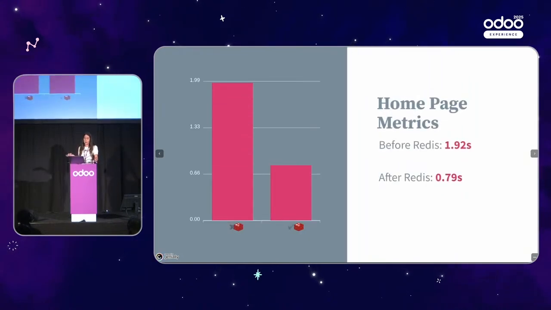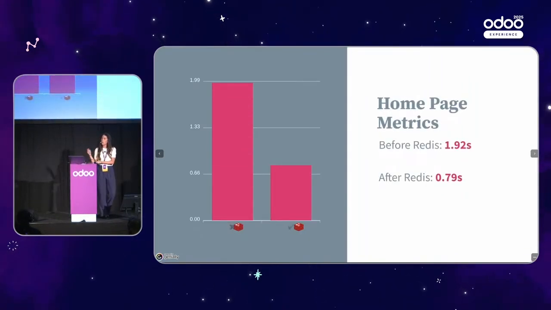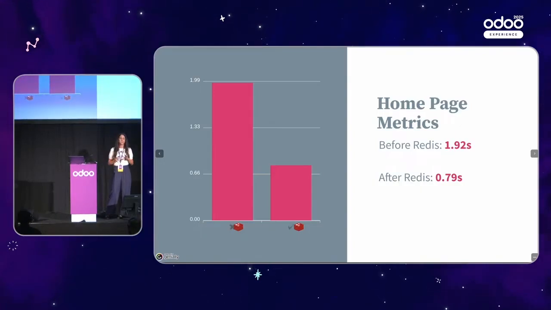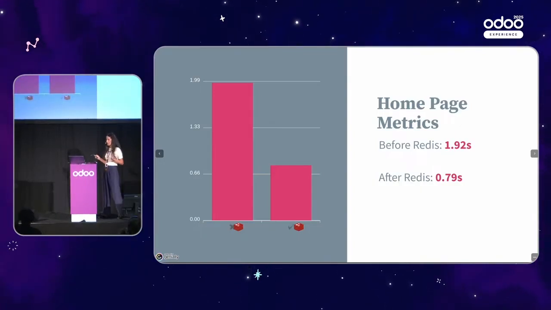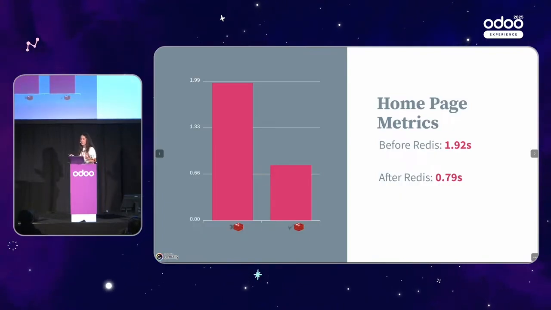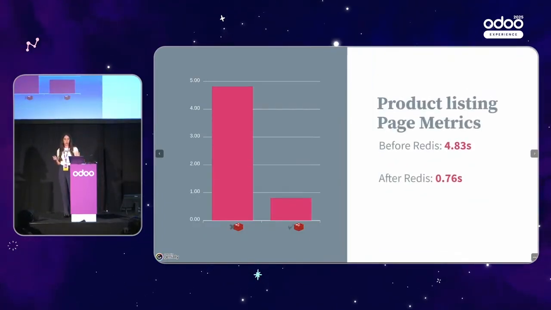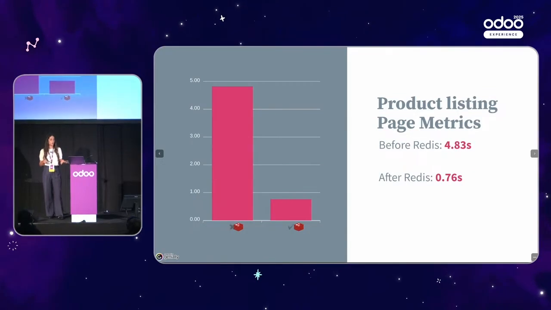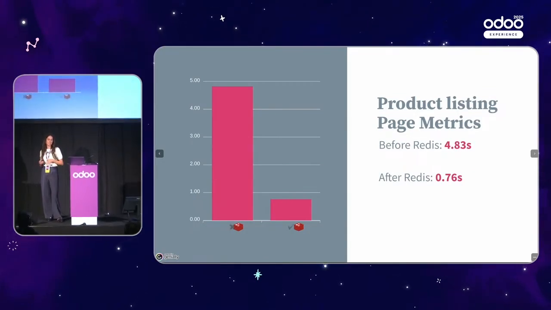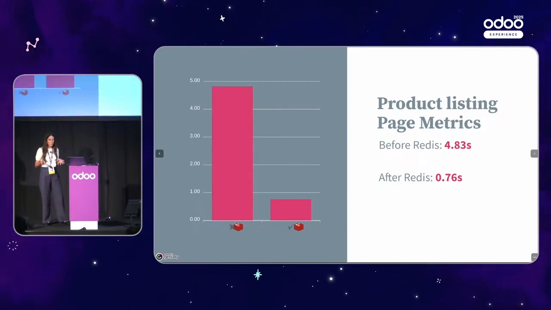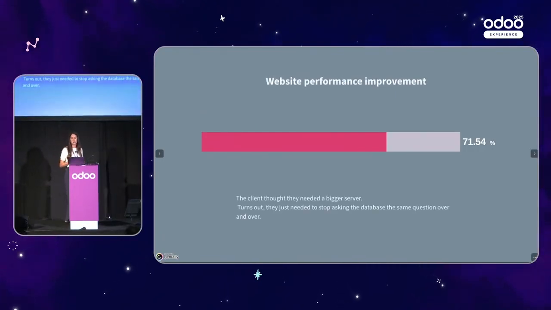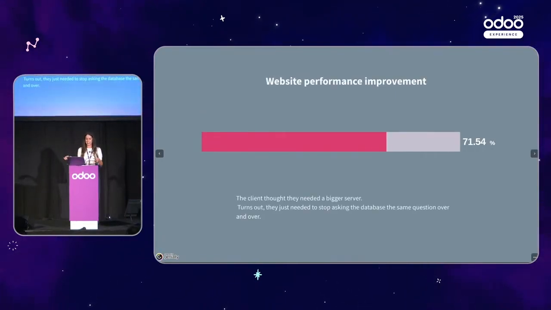By this, we managed to get our homepage to go from 1.92 seconds to 0.79 seconds to load, which was huge. We also managed to get our product listing page to go from 4.83 seconds to 0.76 seconds, which basically meant an improvement in our website performance of 71.54%.